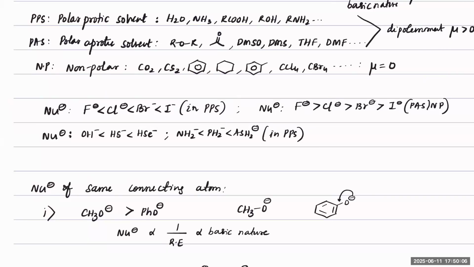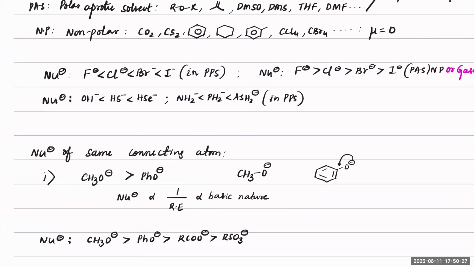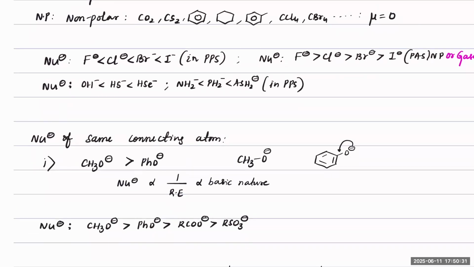But in polar aprotic or non-polar or gaseous state also, in this case, nucleophilic strength will be decreasing down the group. Got it? The logic follows even with the group 16 also.